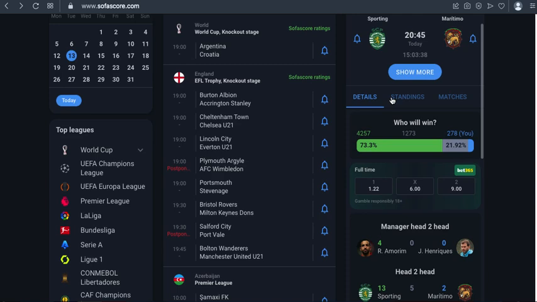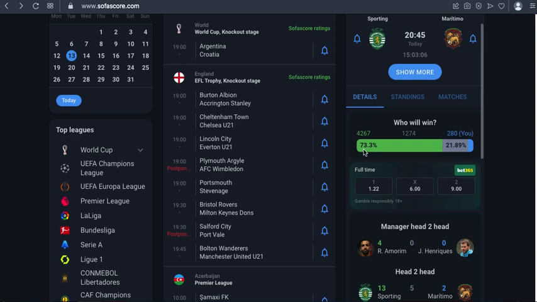So when you come here, you can see that they've written who will win. And when you vote, you can see that Sporting, that is the home team, is having 73.3%, and the away team is having 0%. Nobody voted for the away team, that is Maritimo. Most of the bettors voted for Sporting because they trust in Sporting.